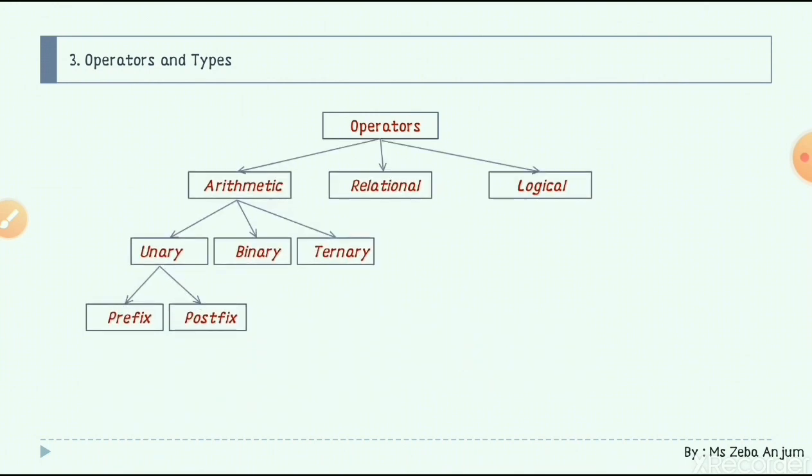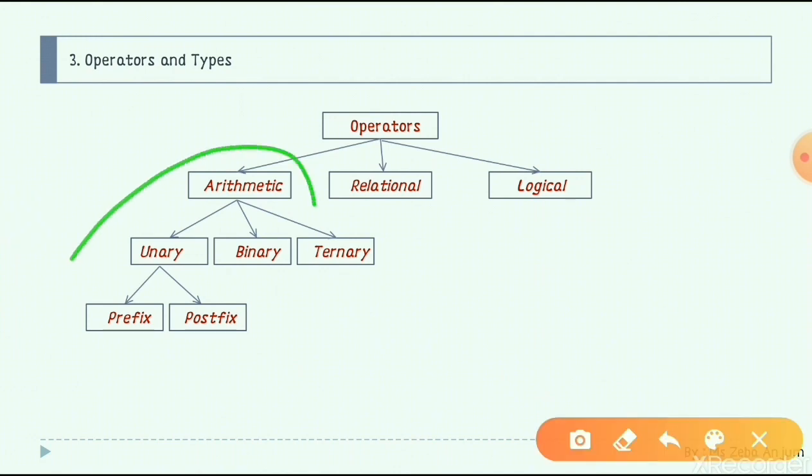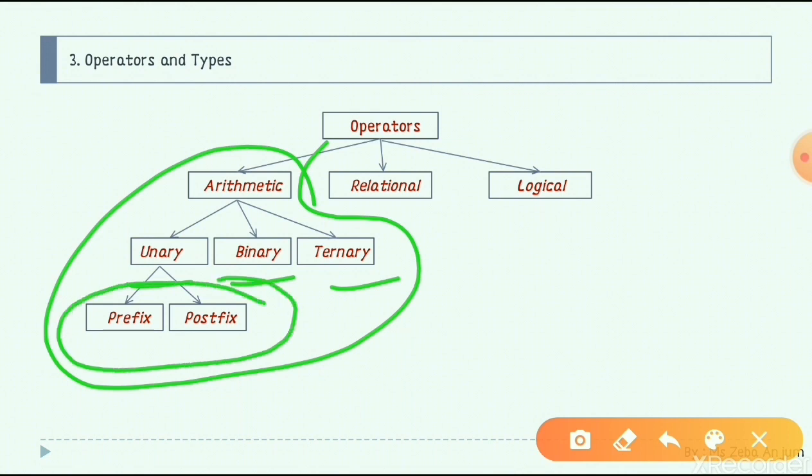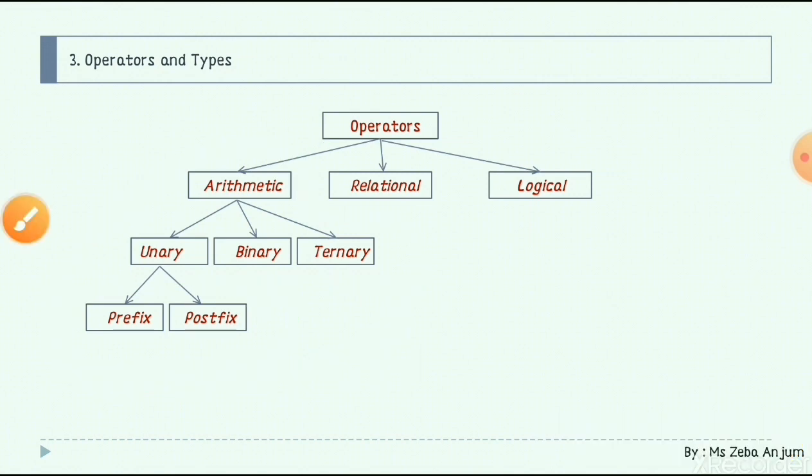Your operators are being divided into broadly three categories: arithmetic operators, relational operators, and logical operators. In today's video, in the continuation, we are going to see arithmetic operators only. In this, we will learn unary, binary, and ternary operators. The two categories of unary, prefix and postfix operators, we will also see. So let us start with the arithmetic one.